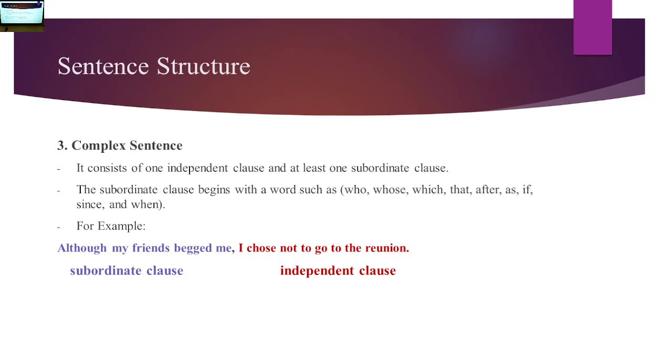So for example, when you say, although my friends begged me, I chose not to go to the reunion. We have an independent clause here, which is I chose not to go to the reunion. This is our independent clause. And we have our subordinate clause, which is although my friends begged me. It's a subordinate clause. We can't use it alone as a sentence. That's why we connect it to an independent clause. Okay? This is the third type, which is the complex sentence.